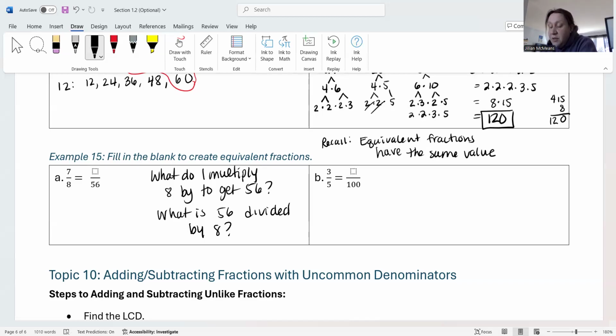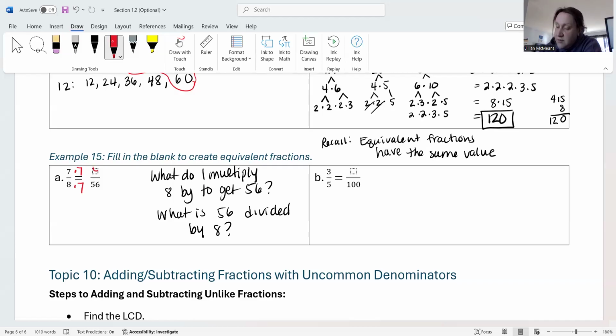So if I look at 8, I'm like, what in the world would I multiply 8 by to get 56? 8 times 7 is 56. If you can't figure that out, do the reverse. If I take 56 and divide it by 8, what do I get? Well, 56 divided by 8 is 7. So essentially we multiply the numerator and the denominator by 7, and that'll give us an equivalent form of this fraction with this new denominator 56.